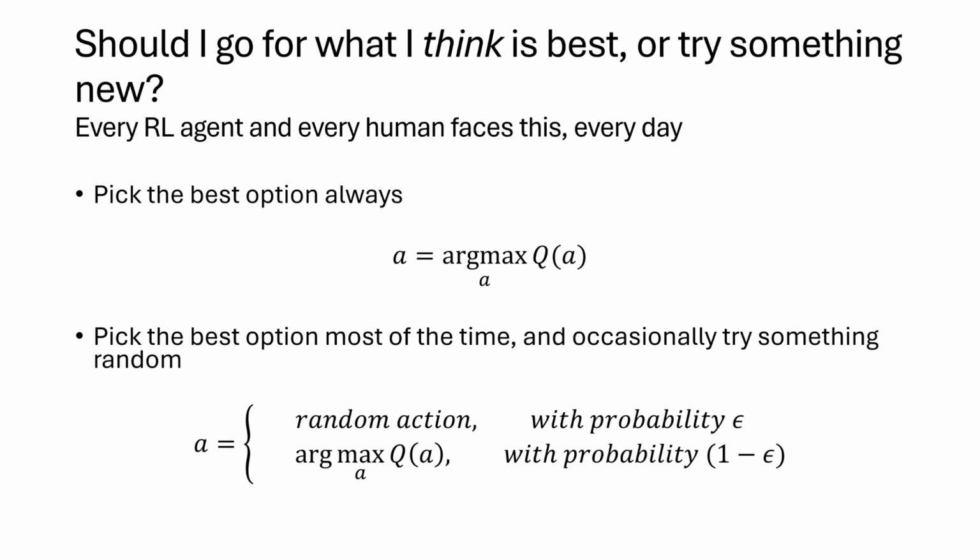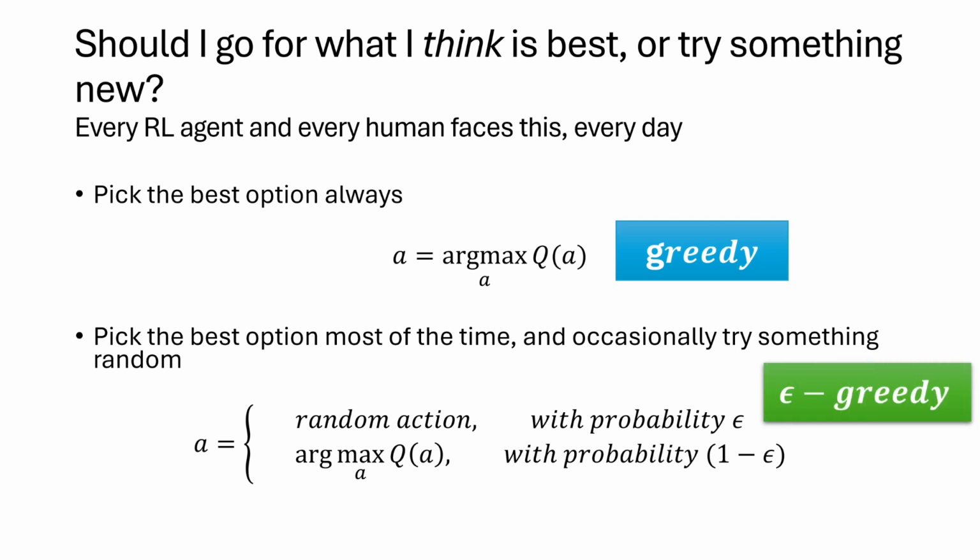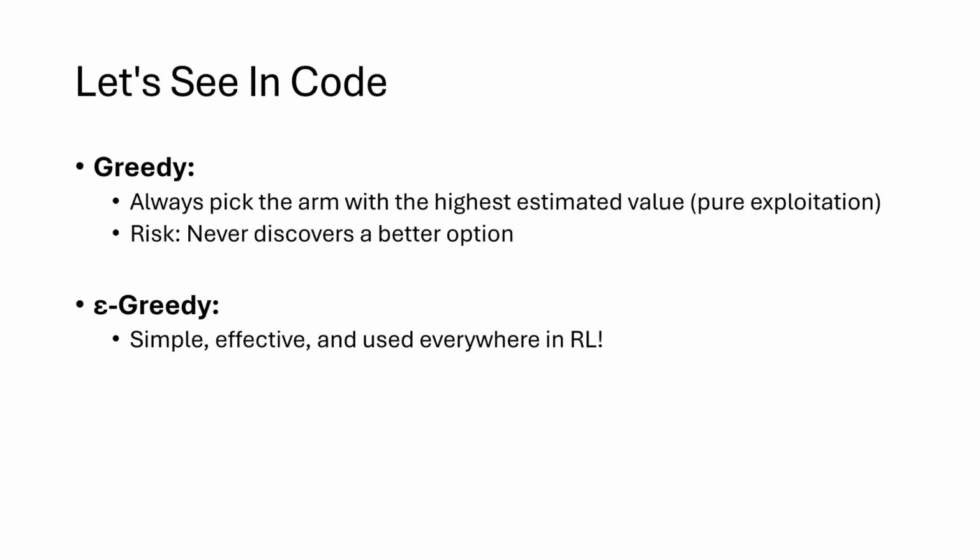Mathematically, it would be to pick a random action with a small probability epsilon, and with the probability of 1 minus epsilon, pick the action which maximizes the action value. The first approach is called greedy and the second approach is called epsilon-greedy. So let's see this in code.